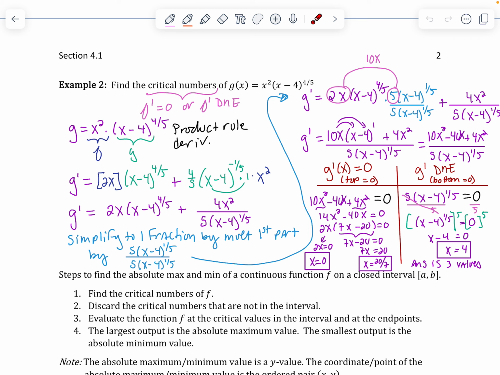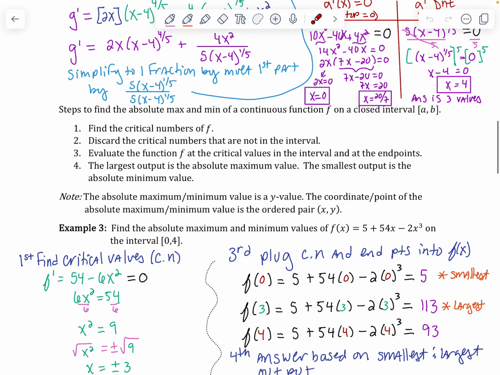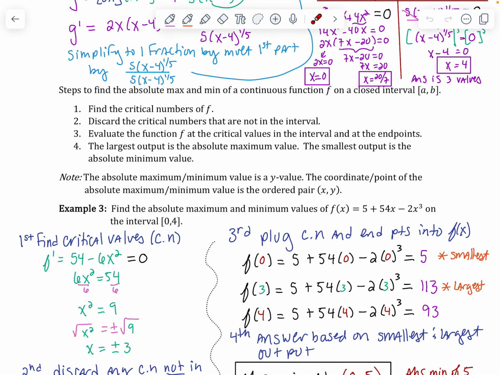0 to the 5th is still 0, but my binomial to the 5th that was originally to the 1/5 is now to the 5 over 5, or the 1 power, so I technically have no exponent. Then I can add the 0 over. So there are 3 critical number values for this particular problem. Here's where that comes into play.